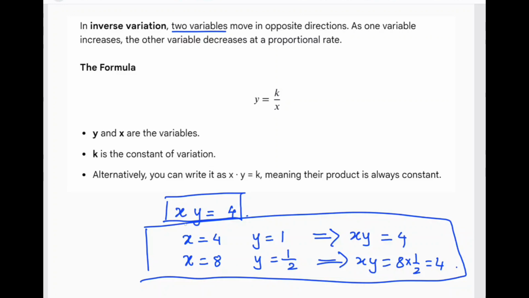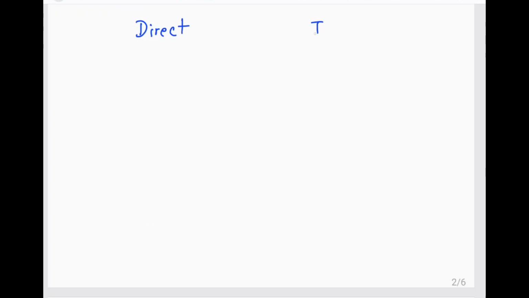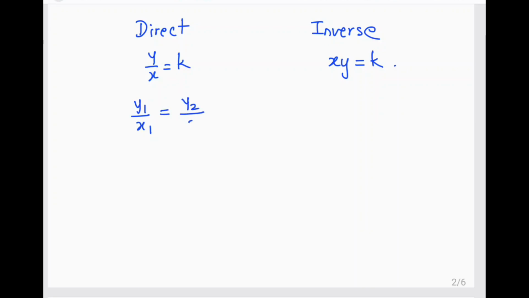The product of any two variables considered in any situation, if that product remains constant, then it is inverse variation. Direct: y upon x is equal to constant. Inverse: x into y is equal to constant. In the ratio form, y1 upon x1 is equal to y2 upon x2. In the product form, x1 y1 is equal to x2 y2. This helps in problem solving. This is the definition or formula.